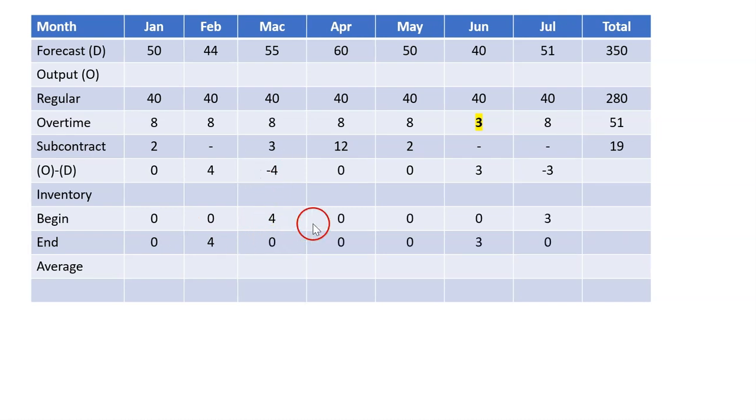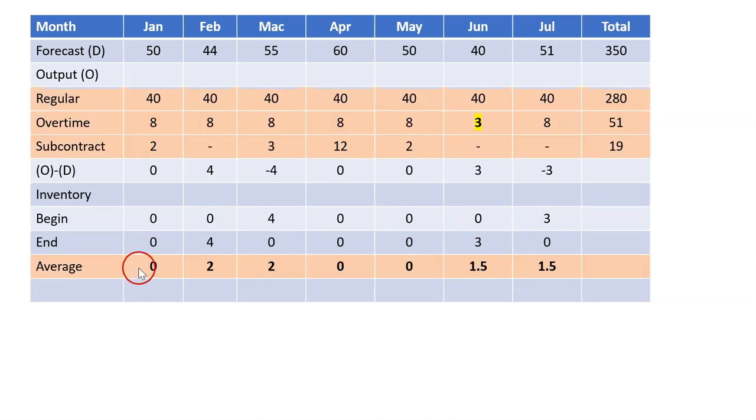Okay, then you complete all. So you bring the 0 here. 0 plus 0, 0. Okay, and then bring open here, 0 plus 0, 0. Okay, this one 0 plus 3, 3, and 3 plus negative 3 is 0. Okay, so you know how to complete the beginning and the end. And then you can do the average.